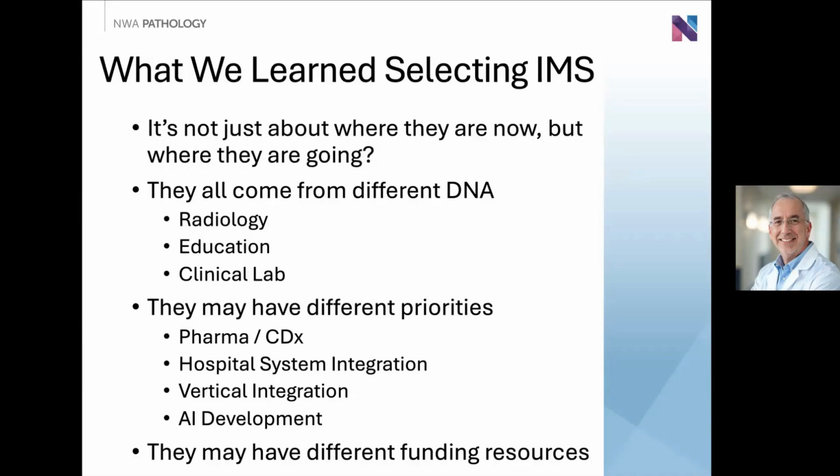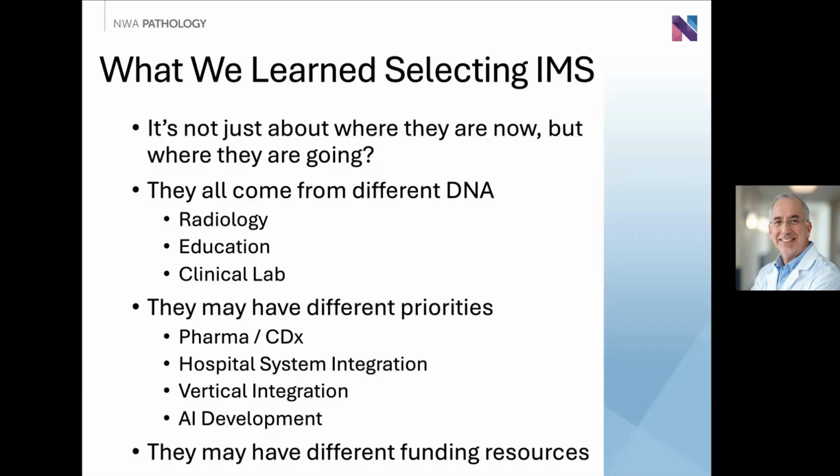That AI strategy can differ as well. Some companies are trying to build their own in-house AI solutions, while others are positioning themselves as open platforms that allow multiple vendors to deploy tools within their ecosystem. Finally, funding matters. This field is still very much in a growth and development phase, and companies differ significantly in their financial backing. Just as important, the way a company allocates its resources will reflect its priorities, which may or may not align with the priorities of your pathology organization.